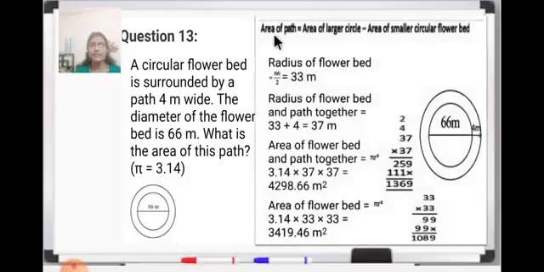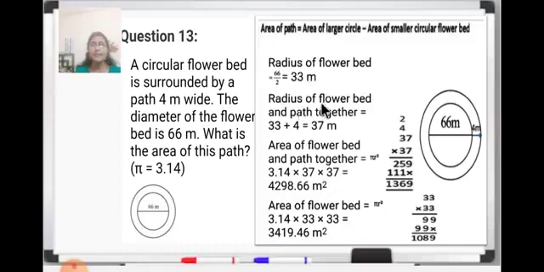So first see here, this way we are going to find the area of path is equal to area of larger circle minus area of smaller circle. Smaller circle means where there is a flower bed. So first, what is given in the question. Here you can see the diameter is given as 66 meter. So we have to first find out the radius. So radius will be 66 divided by 2. As you know, twice r is diameter. So by dividing 66 by 2, we can find out the radius which is 33 meter.